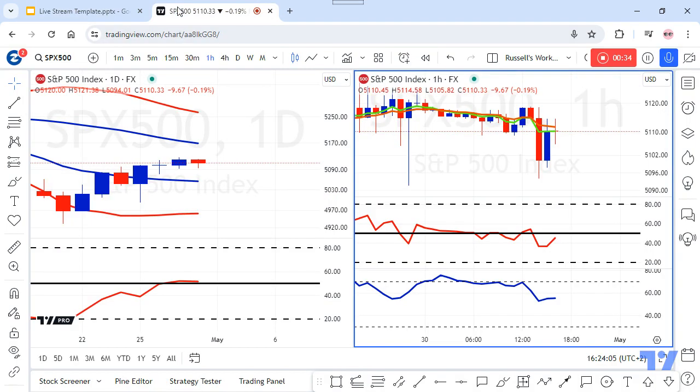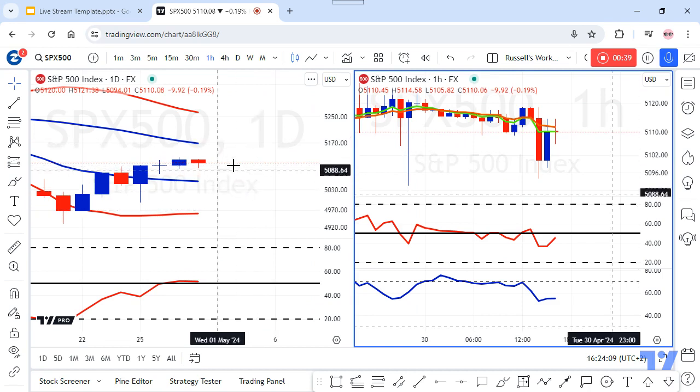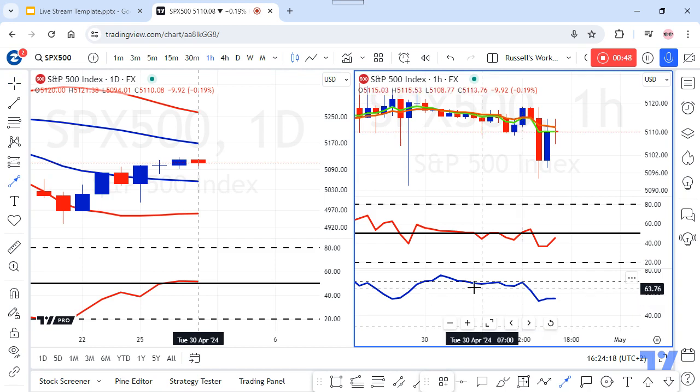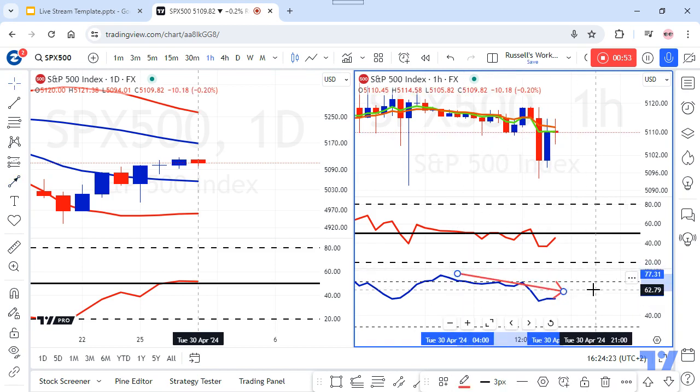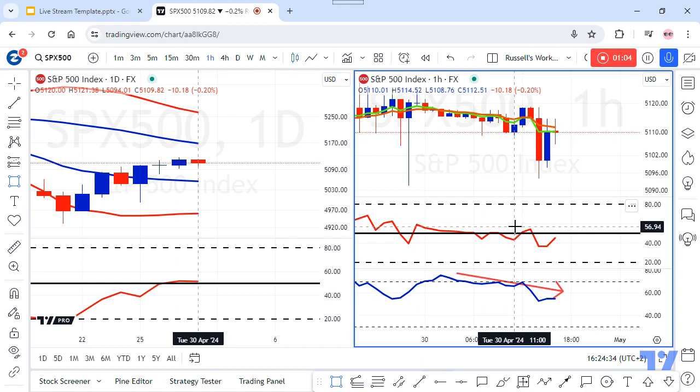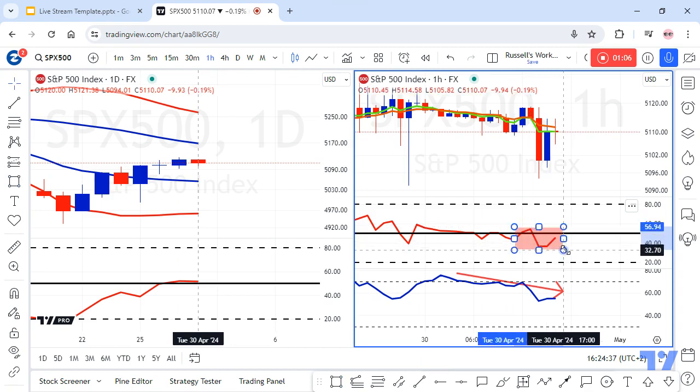Here are the charts. The left chart has the daily time frame. The right chart is the hourly time frame, and you can see that we've lost some momentum. We're moving in a southeasterly direction in terms of the stochastic. We're starting to lose some momentum on the hourly, and the RSI itself has dropped below 50.